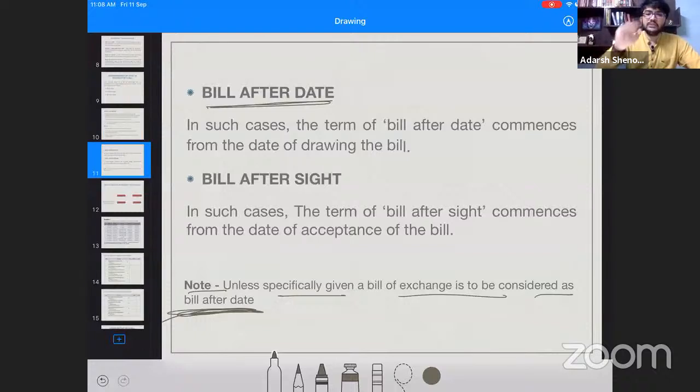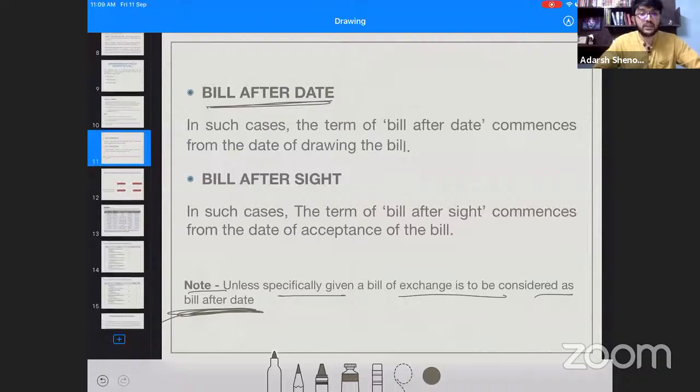After sight means after acceptance. At sight means on presentment. These are two different things, right? At sight is a demand bill, or on-demand bill, so this is like a check. Whenever you are asking for payment, you have to pay. After sight means this is a normal bill, with a term of the bill. But when you add it, you should add it to the acceptance date in the case of bill after sight.